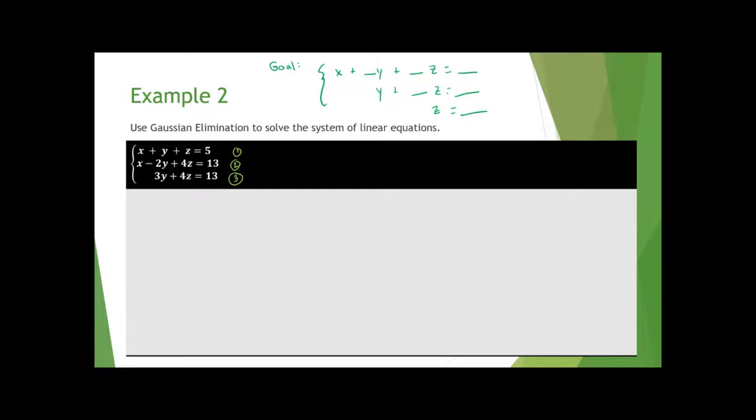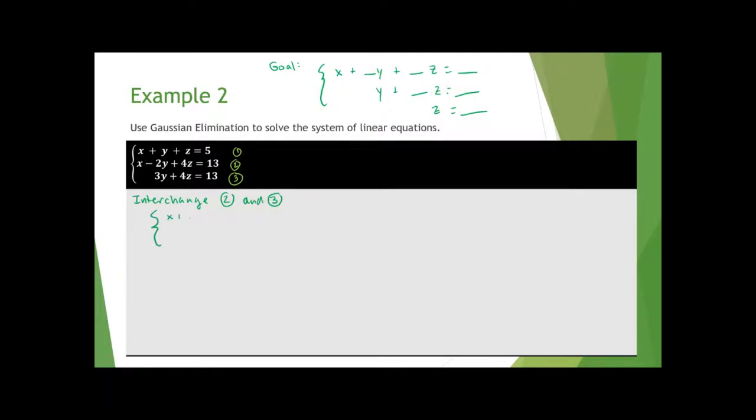So first off, I see that equation 3 has y and z, but it's not in the right form because it has a number in front of y. First, I want the second row to have only y and z. So what we are going to do is interchange equations 2 and 3. We're just going to put those in the opposite order. We're going to flip which one comes first, so that I have my y and z equation in the middle where it's supposed to be. So that's my system here.